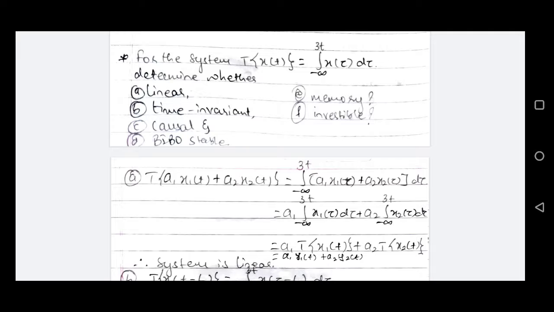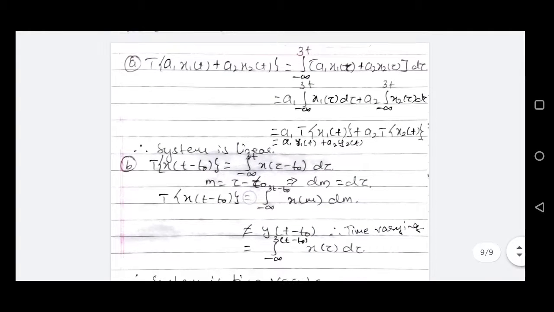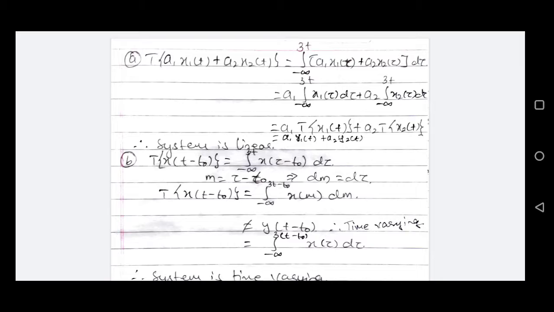First thing, is it a linear system? Yes, it is a linear system because integration is a linear operation. If you apply superposition and homogeneity on this, if integration is divided between both the terms, we'll get a1 integration from minus infinity to 3t of x1 of tau d tau plus a2 integration from minus infinity to 3t of x2 of tau d tau, which is nothing but a1 y1 of t plus a2 y2 of t. Therefore, the system is linear.